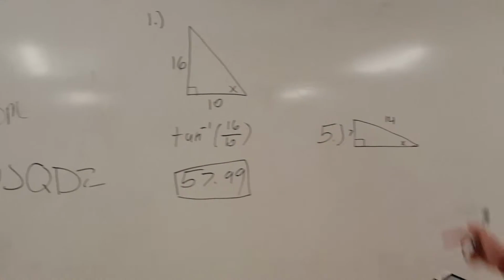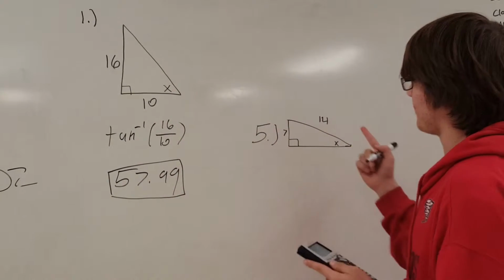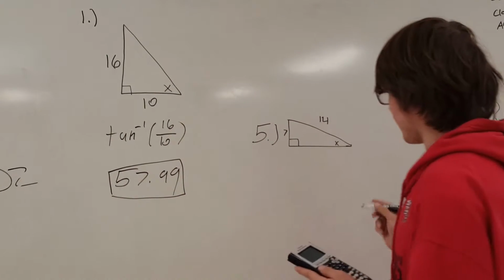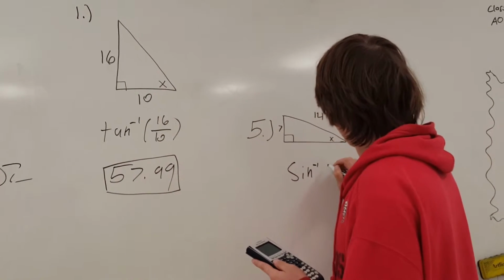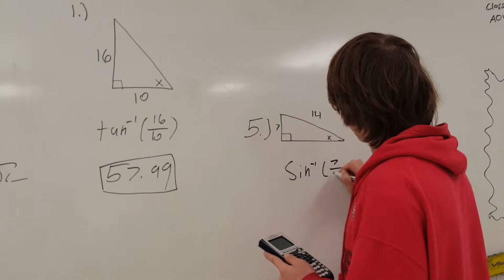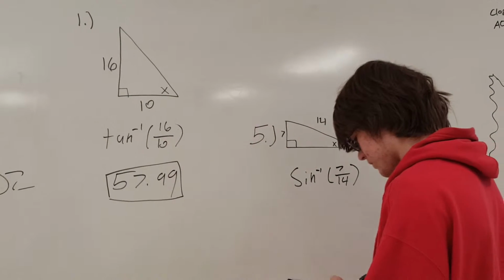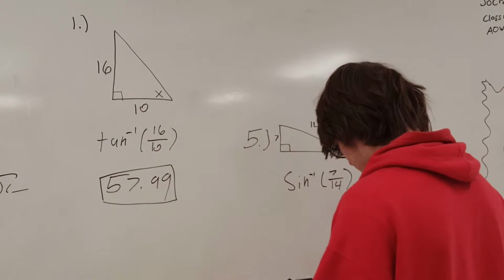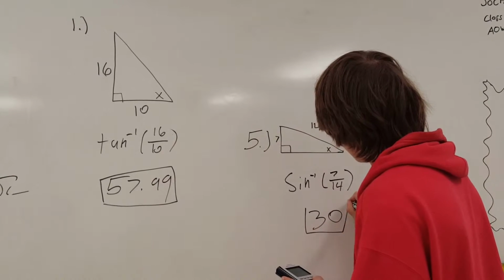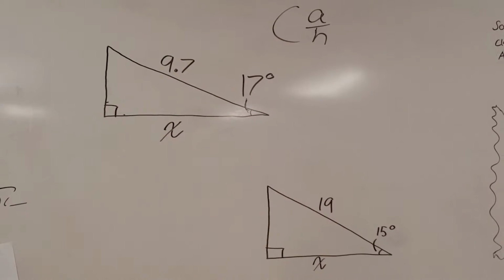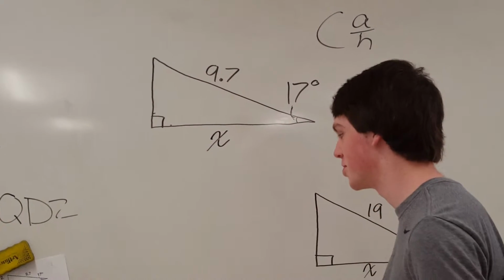Now here, since we're still trying to find x, it is opposite and hypotenuse, which would be sine, so we would take inverse sine of 7 over 14, which will be 30. And there you go.